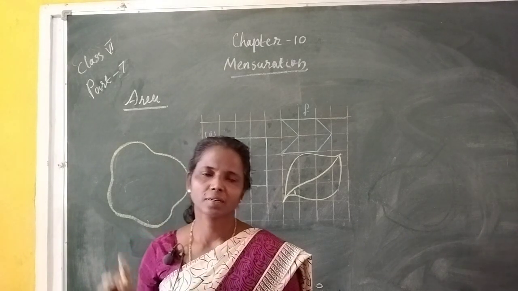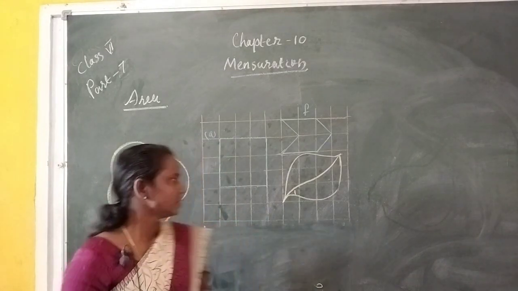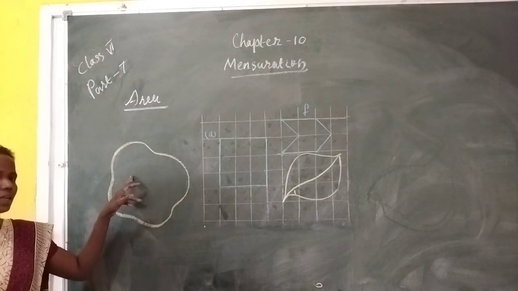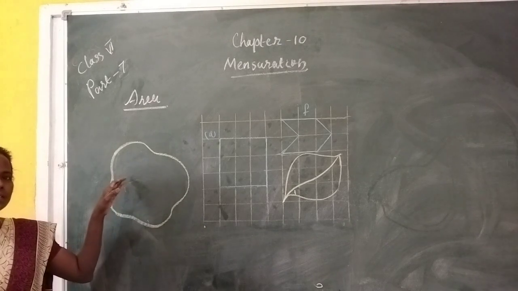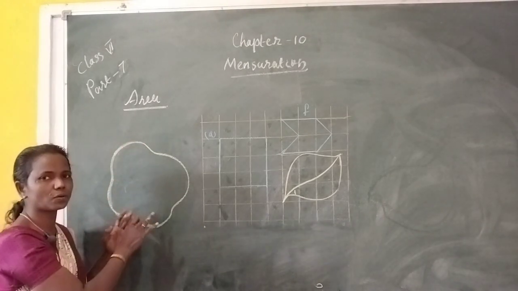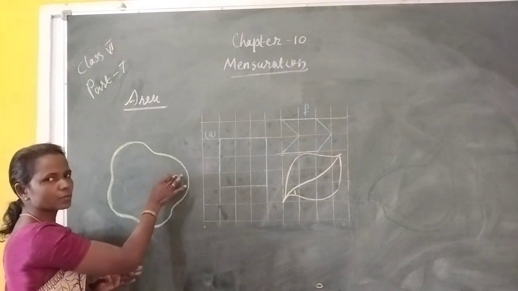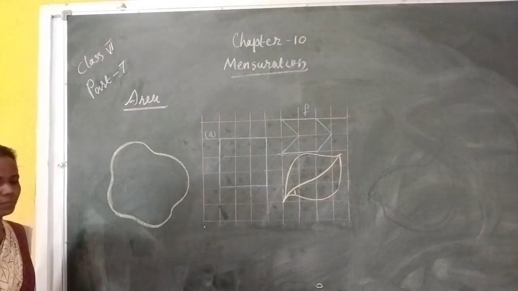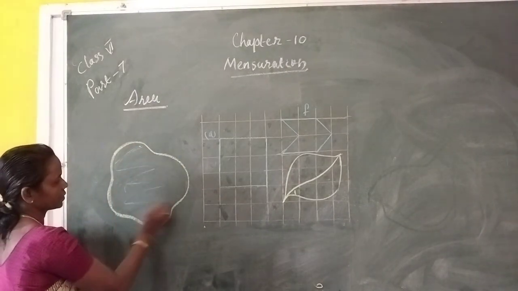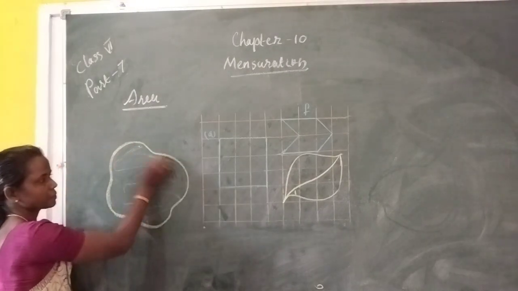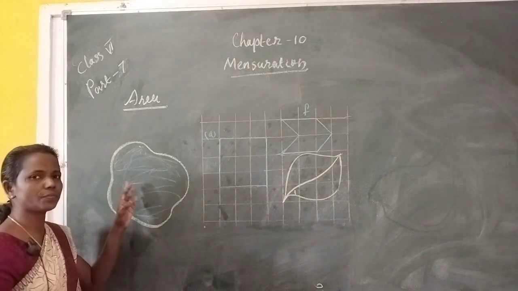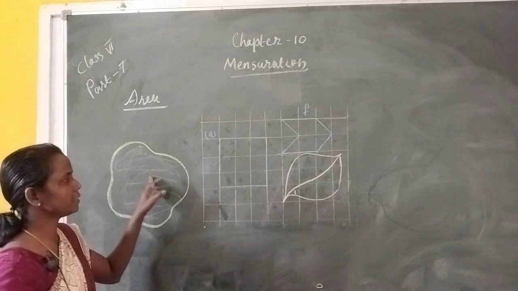Today's topic is area. This is a closed figure. What is its area? The area means the amount of space enclosed by a closed figure. Its area means this surface. This amount of space enclosed by a closed figure is known as area.